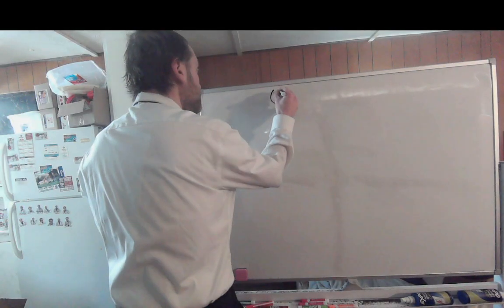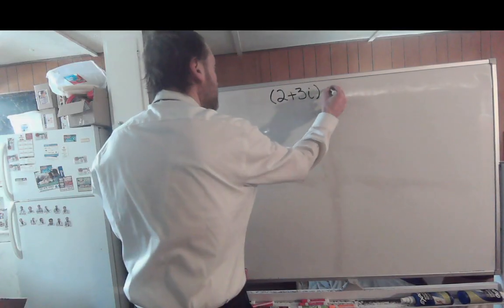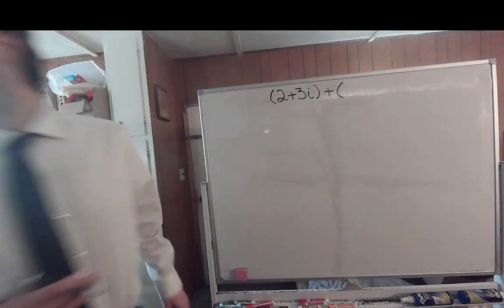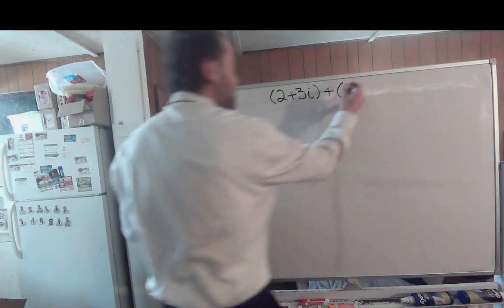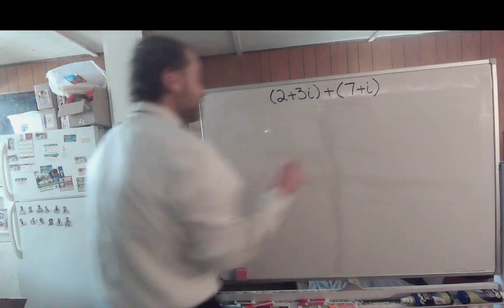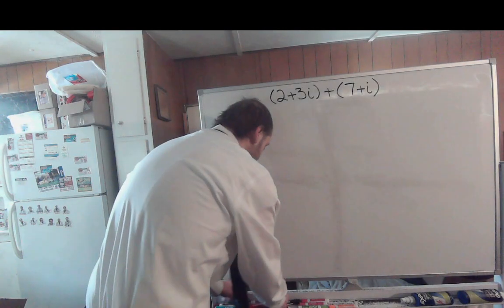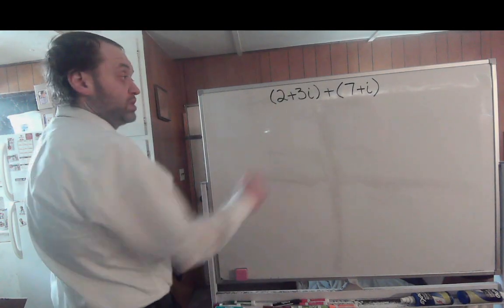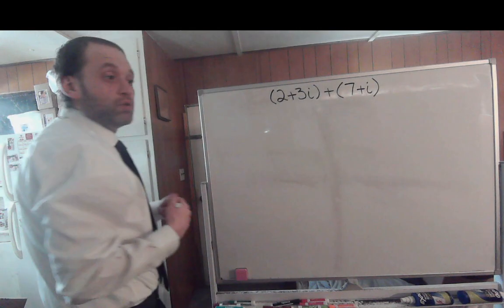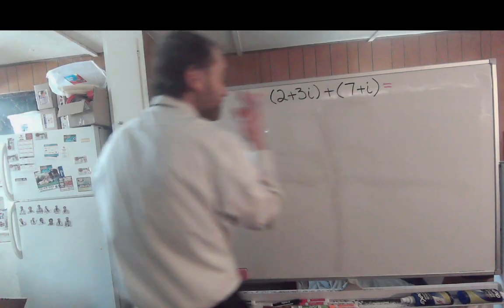Let's say I have something like 2 plus 3i plus 7 plus i. So just like real numbers, you can add complex numbers, but how do you do that? Well, you're going to treat the i like a variable. That's all you do. You treat the i like you would the variable x or any other variable.